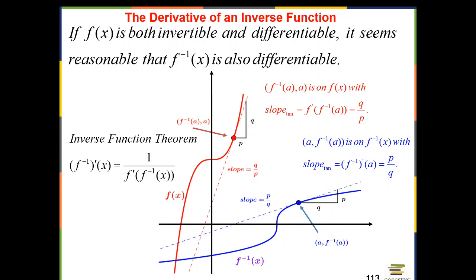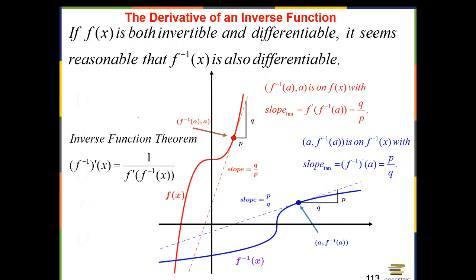So the inverse function theorem looks like this. We're going to prove this. It says that the derivative of the inverse of a function equals 1 divided by the derivative of the function itself evaluated at the inverse, right? So basically, if this is the x value, then this is not the x value. This is going to be the output of that x, which is f inverse of x, right?